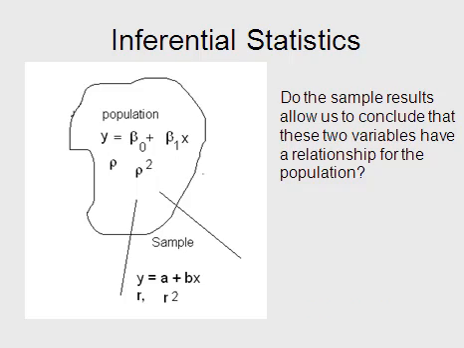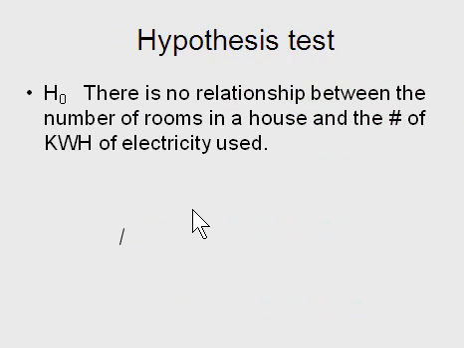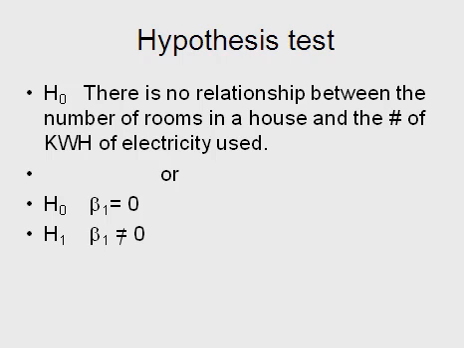in the population? So we start out with a hypothesis test that there is no relationship between the number of rooms in a house and the number of kilowatt hours of electricity used. Or another way we could say that is that the slope of the regression line is equal to 0. And I'll show you that on the next page. If the slope of the regression line is 0, that means there is no relationship. And of course the alternative would be the slope is not equal to 0.